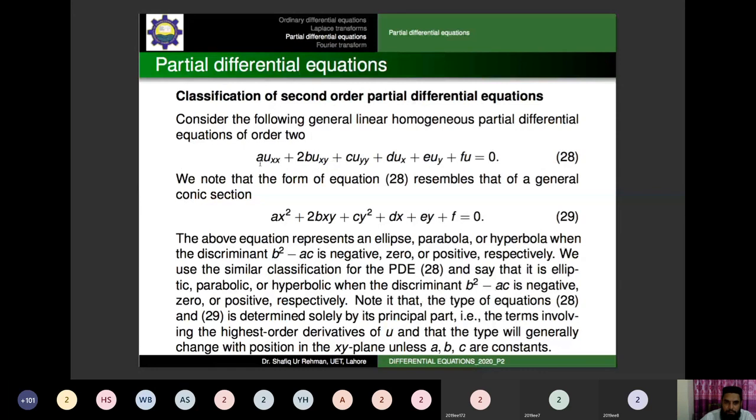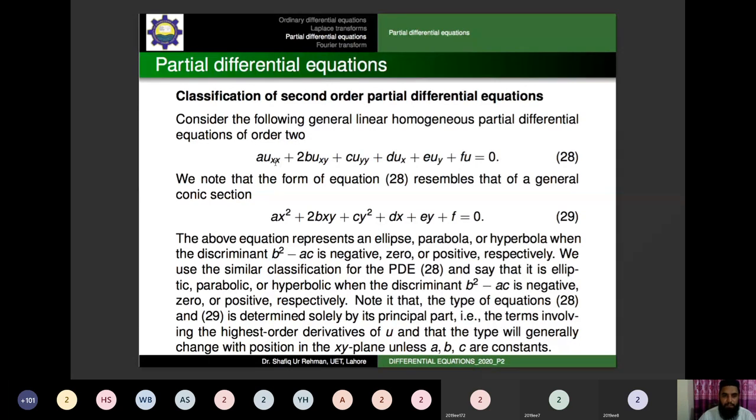Coefficient of uxx, coefficient of uxy, coefficient of uyy, coefficient of ux, uy, and then of u. So A, B, C, D, E, F. The dominant coefficients are going to be the coefficients of the highest derivatives, meaning second derivatives. We have 3 of them.